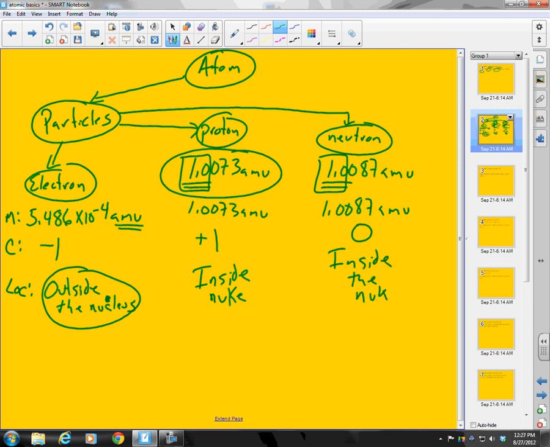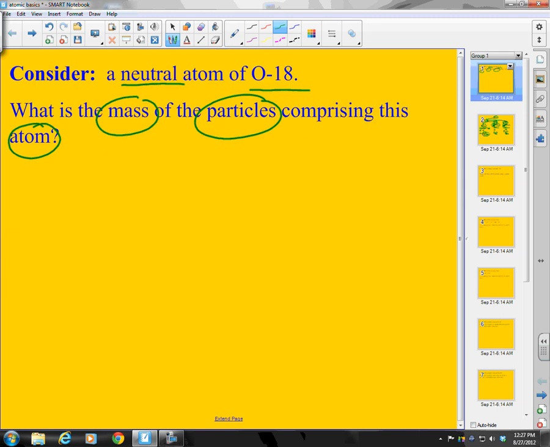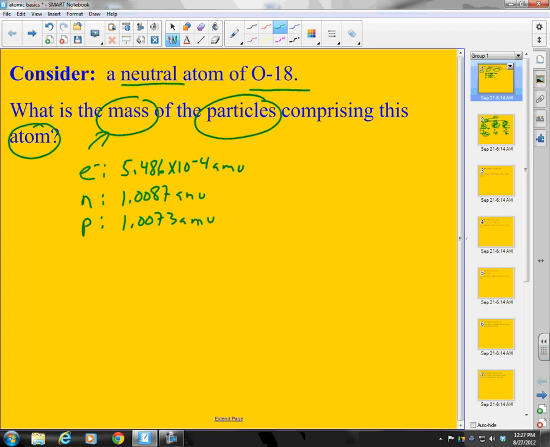Good. Well, do we know enough to answer our first question? Let's see. Well, we know something about the mass now, don't we? We say that an electron is 5.486 times 10 to the minus fourth AMUs, the neutron is 1.0087 AMU, and the proton is 1.0073 AMU. If only we knew something about neutral and O18.